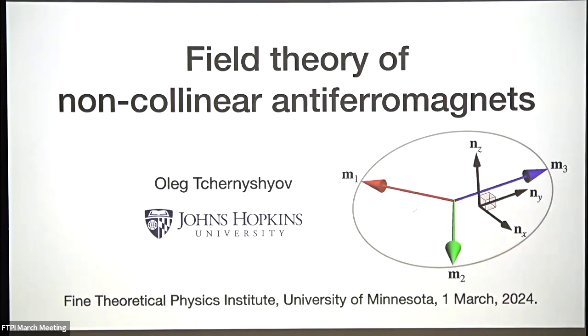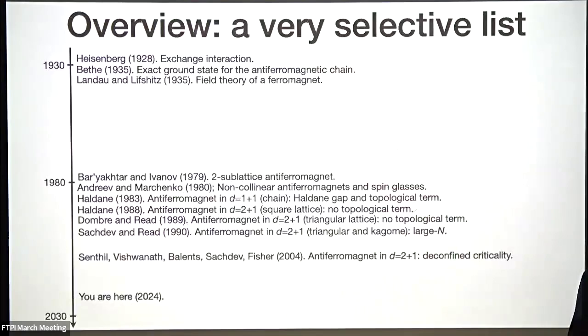All right, so I'm going to tell you a story about our recent work on field theories of non-collinear antiferromagnets. It was done with my graduate students who are here. We were asked to start with an overview of the field, and I'm taking a long view of what we call the field, going back to the 1930s and the works of Heisenberg, Bethe, and Landau and Lifshitz. So that's basically the story of modern magnetism, starting with the exchange interactions and the first field theory of a ferromagnet, written down by Landau and Lifshitz, actually written by Lifshitz, and of course, the usual story there.